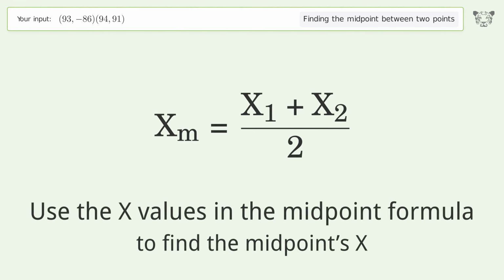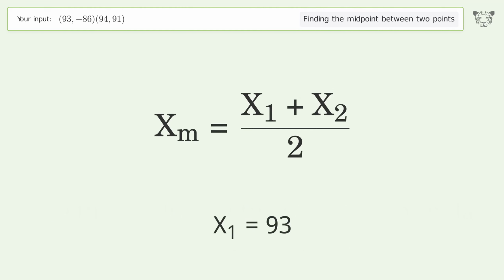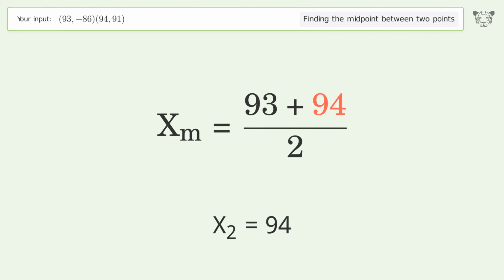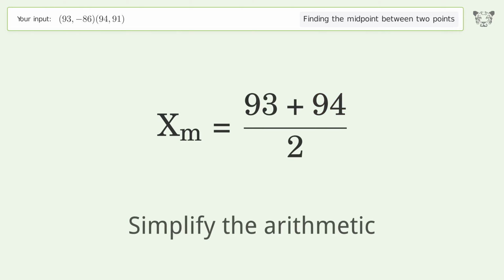Use the x values in the midpoint formula to find the midpoint's x. x1 equals 93. x2 equals 94. Simplify the arithmetic.